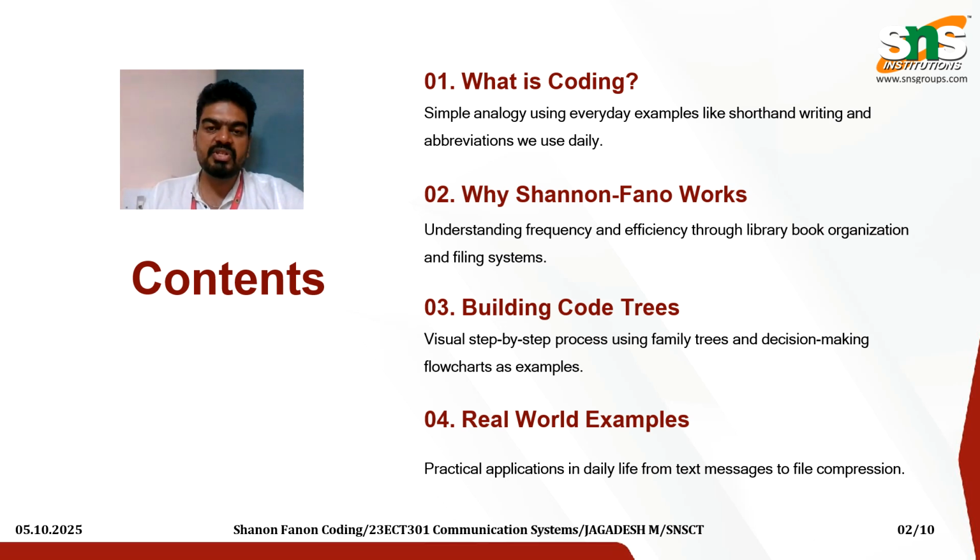So this is like coding. Coding is a simple version that must be understood by the machines, right? Machines may be your computer system or your mobile or some electronic gadgets. So this is actually coding. Then, why Shannon-Fano coding: understanding frequency and efficiency through libraries, books, organization, and filing systems. And building code trees: a visual step-by-step process using family trees and decision-making flowcharts as examples. Then real world examples, practical applications in daily life, from text messages to other forms of applications, that we are going to discuss in this episode.